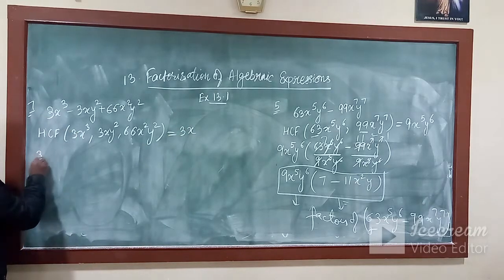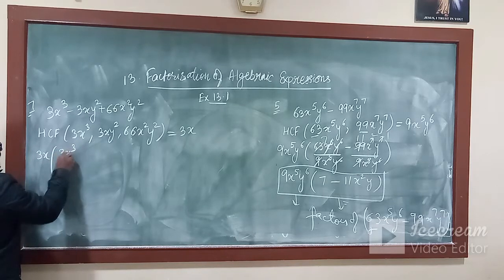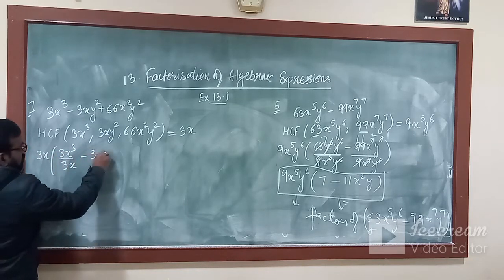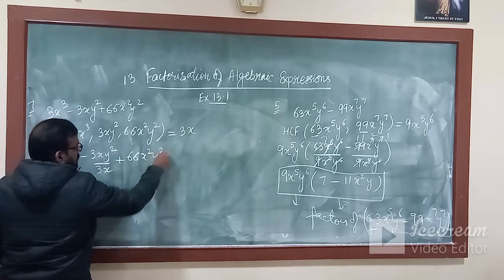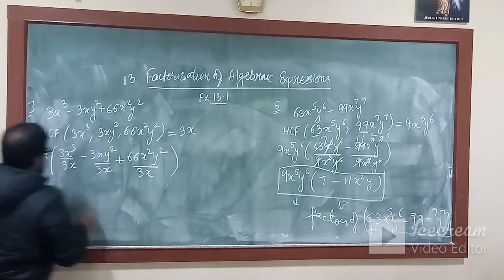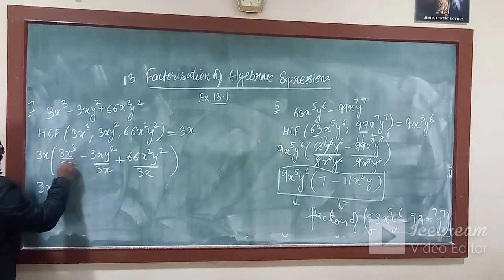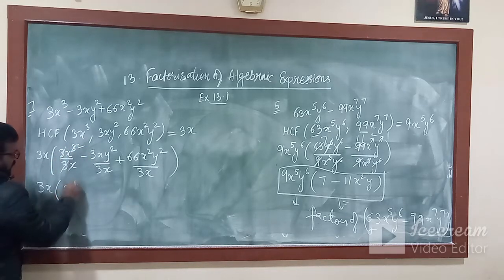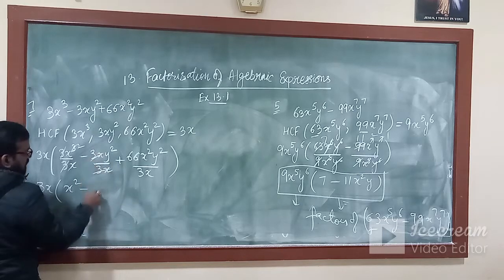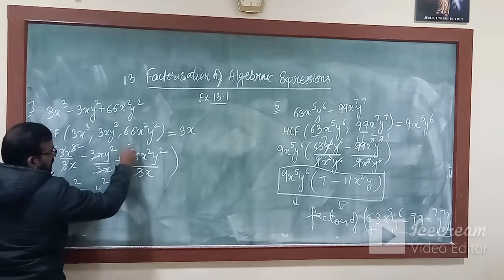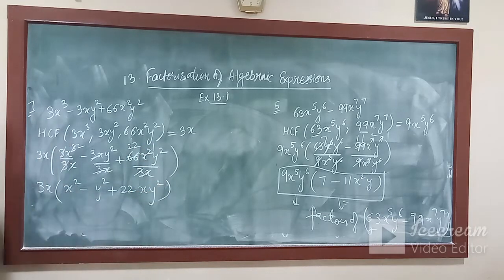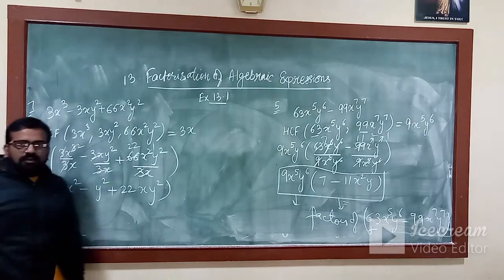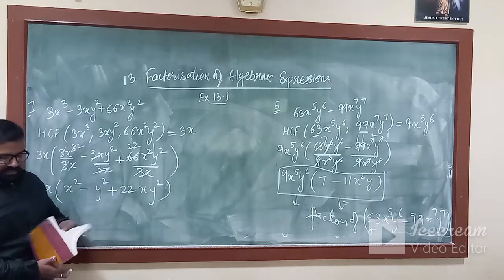So what will be my answer? 3x into 3x cube upon 3x minus 3xy square upon 3x plus 66x square y square upon 3x. So I will get 3x into, this 3 cancels, x square minus, this 3x cancels, y square, then plus 22, then 1 power of x remains, then y square. Okay, so in this manner you can calculate the HCF of algebraic expressions.